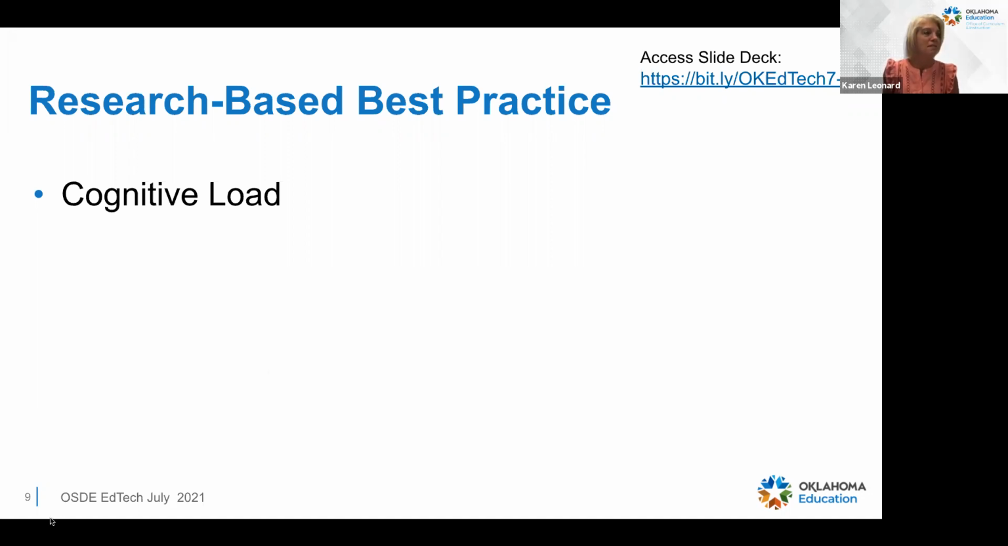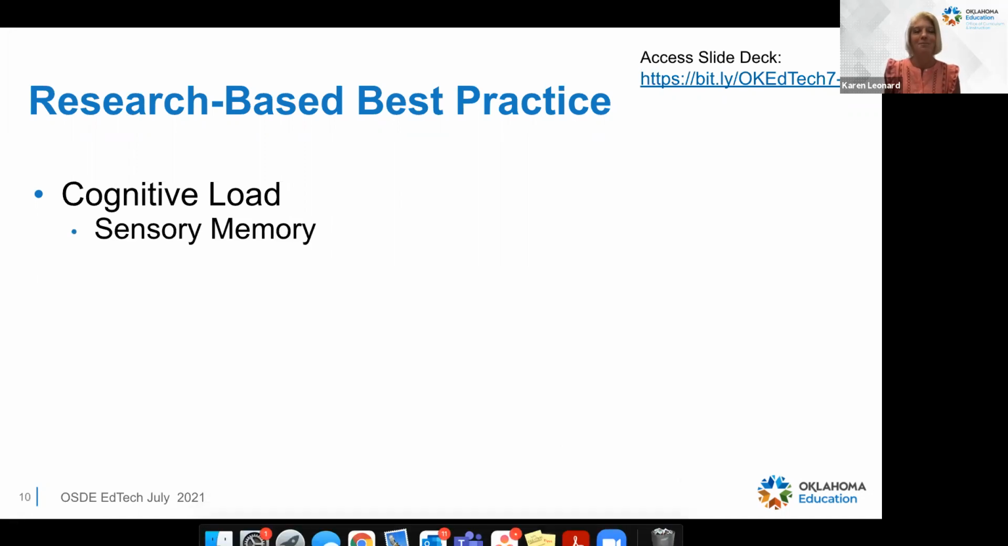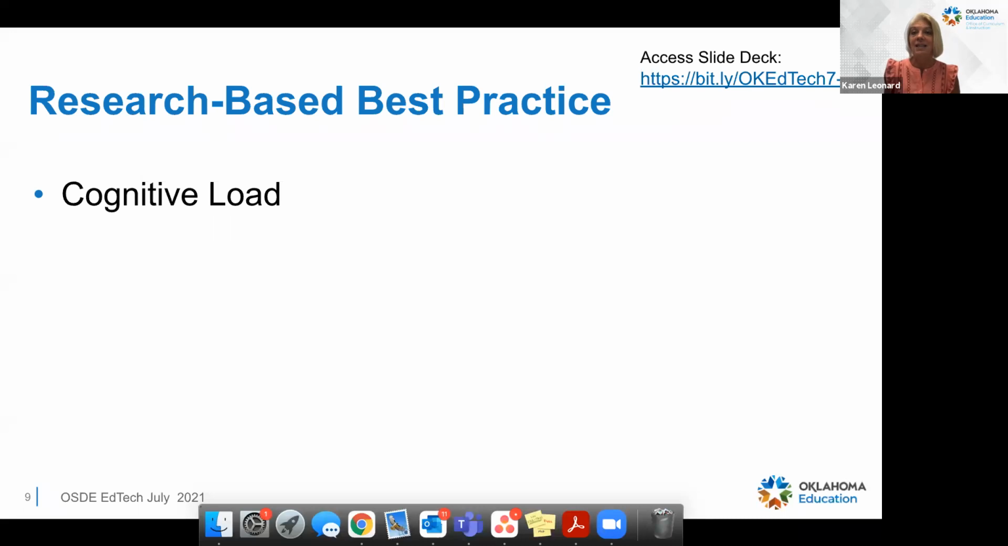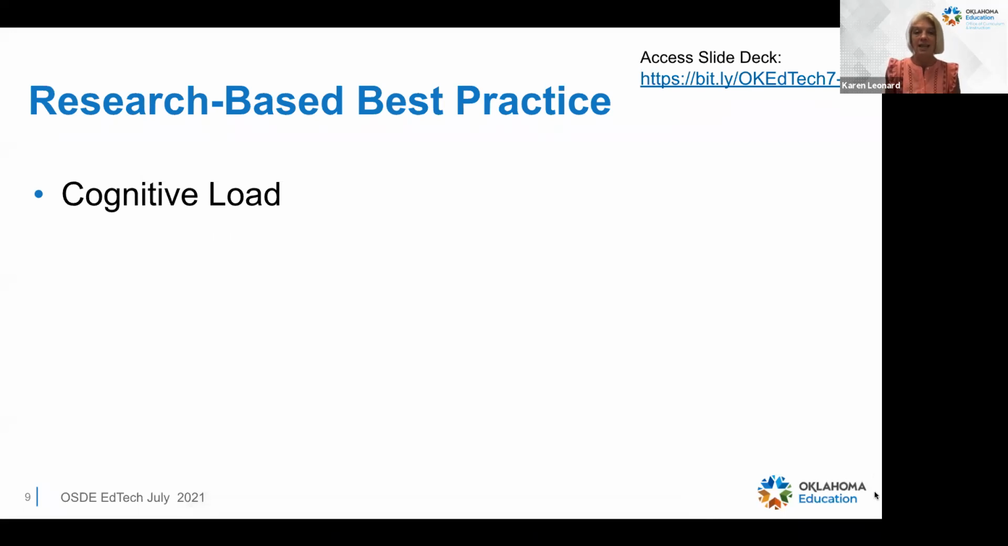And when we're talking specifically about cognitive load, we want to think about sensory memory. Your brain has to determine what is most important. And although we really like the idea of adding music and sound effects, we have to make sure that too much text or too much sound or music can be really overwhelming to students. So it's kind of like finding out what is that little niche on what works best and what doesn't.